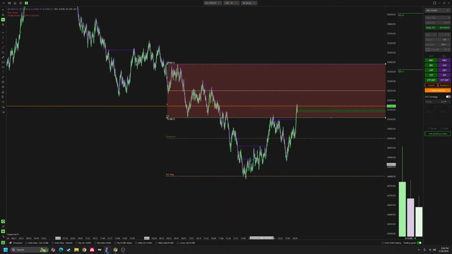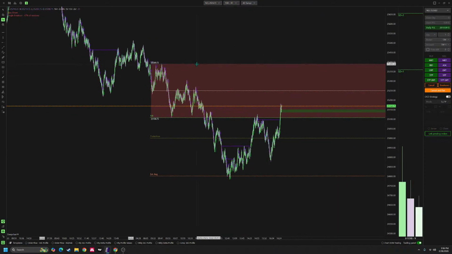Crazy. Then we retraced back into this zone after rejecting. So on the day, we closed down, what is that? How many points is that? 206 points. So 206 points.